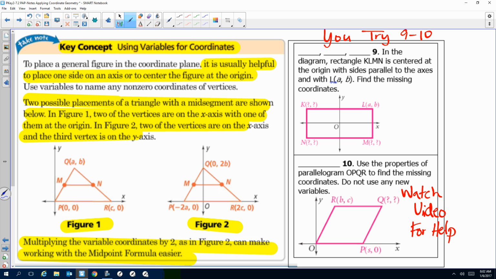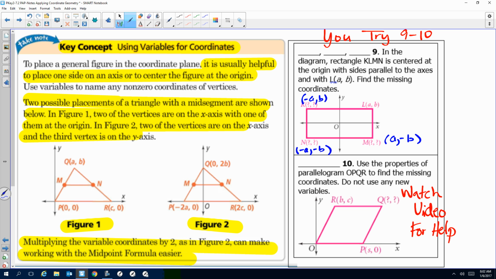For example, K, and I'm just going to write it here. K was negative A, comma B. M was A, comma negative B. And N was negative A, comma negative B.